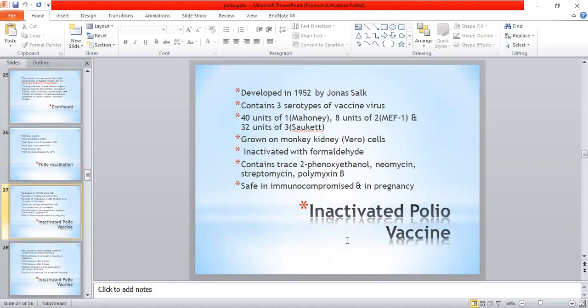Inactivated polio vaccine. It was developed in 1952 by Jonas Salk and contains three serotypes of vaccine virus: 40 units of type 1, 8 units of type 2, and 32 units of type 3. It was grown on monkey kidney cells, inactivated with formaldehyde, and it contains traces of 2-phenoxyethanol, neomycin, streptomycin, and polymyxin B, and is safe in immunocompromised individuals and in pregnancy.